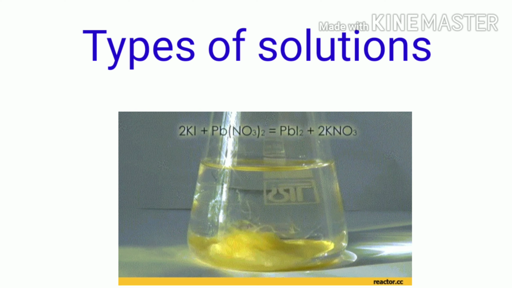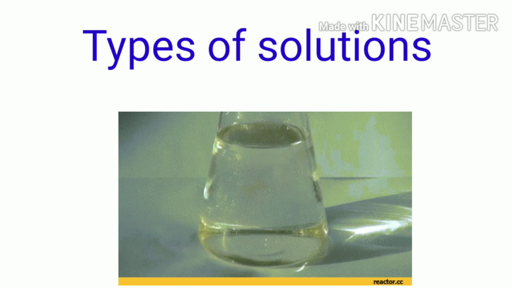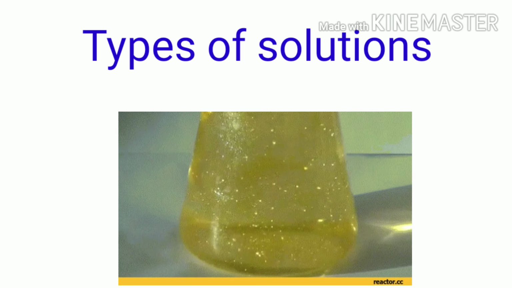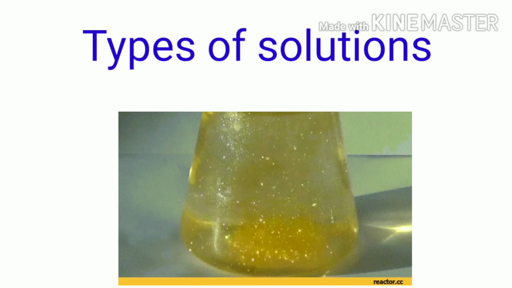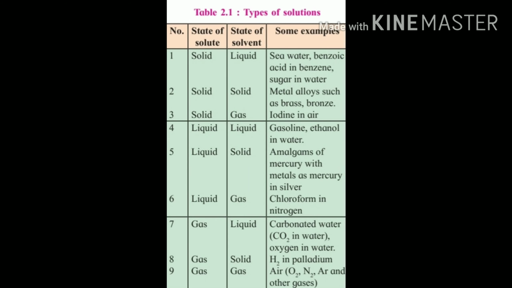We know that the solutions are formed by mixing of a solid into liquid or liquid into liquid, but actually the state of the solute and solvent could be any of the three states, that is it can be a solid, liquid or gas. So based on the state of solute and solvent, there are 9 types of solution. So let us study which are these 9 types of solution.